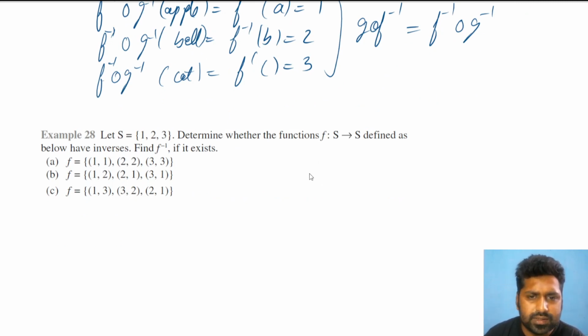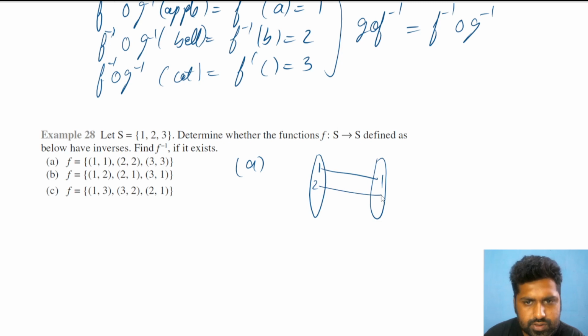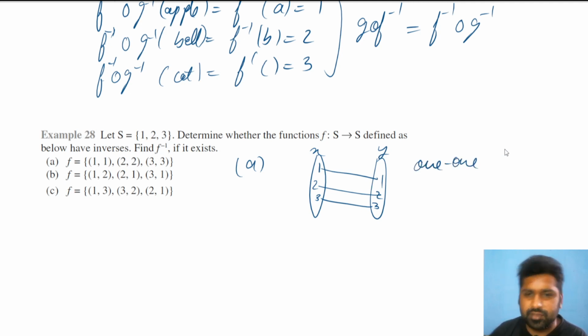One-one means, for example, 1 generates 1, 2 generates 2, 3 generates 3. One value of x is getting you one unique value of y. So clearly it's one-one. Now go back to the basic definition of one-one: one value of x will get one unique value of y. So one-one. Okay. And every y has some x. Yes, so onto. Therefore f inverse exists.